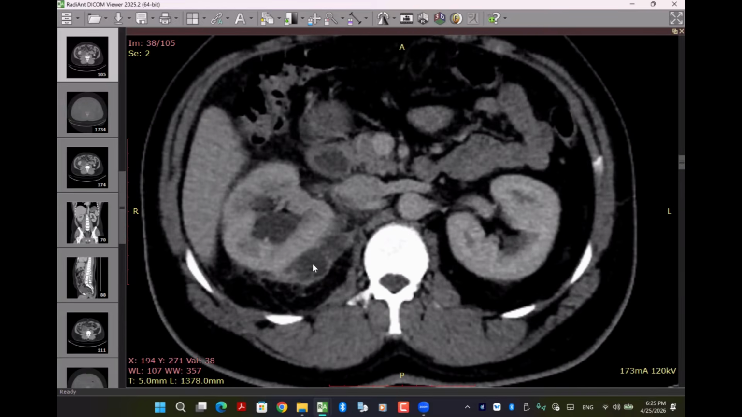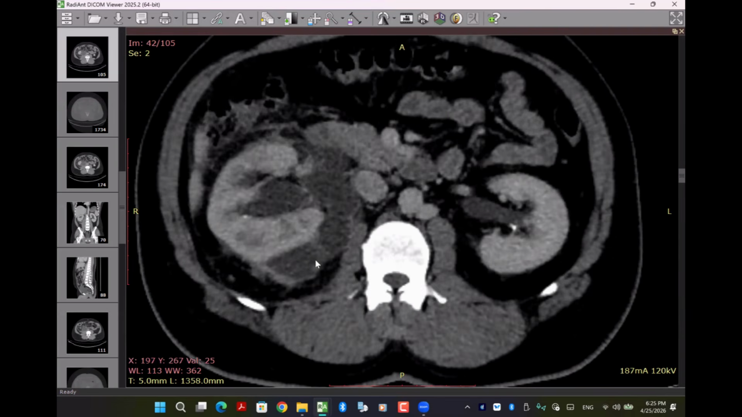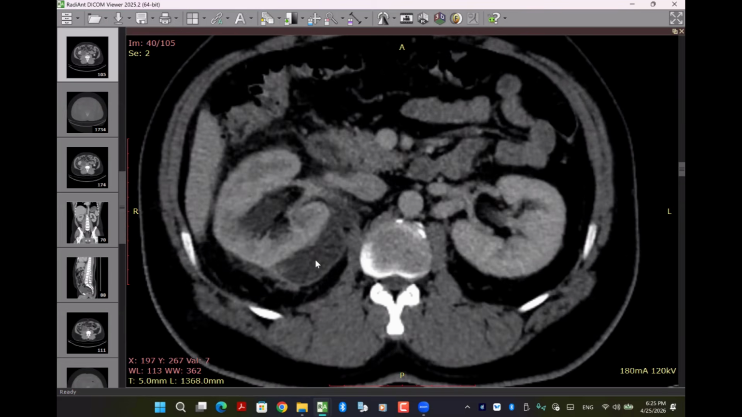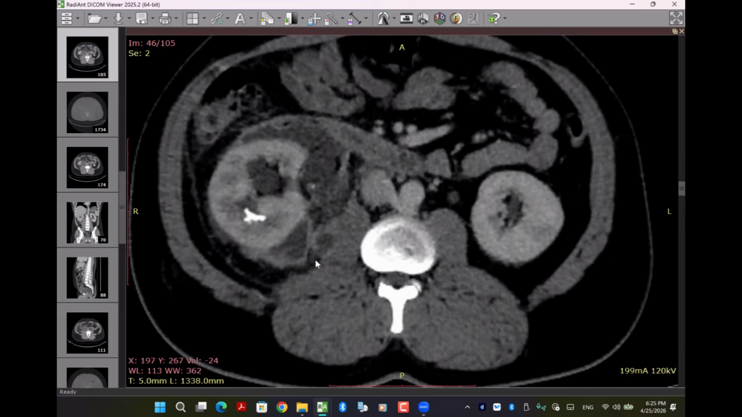I'm suspecting that there is this low density. In my usual practice, I will take the density of the low density. This appears to be air to me. So I'm again suspecting an infective disease process with perinephric involvement. This one you are talking about? Yes, these densities.